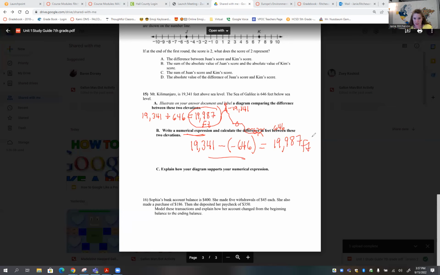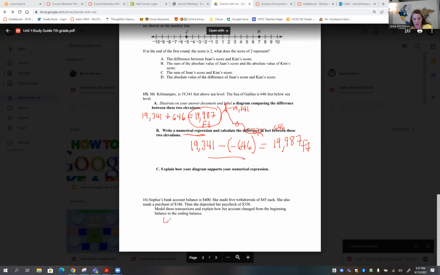All right, one more and we are done. Sophia's bank account is $400. She makes 5 withdrawals of $45 each. She also made a purchase of $186. Then she deposited her paycheck. Model these transactions and explain how her account changed from the beginning balance to the ending.